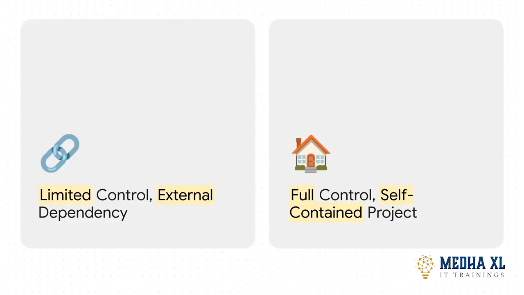I like to think of it like this. Using an external API is basically ordering takeout. Sure, it's easy, but you have zero control over the ingredients, the menu, anything really. But building your own API? That's like being the head chef in your very own kitchen. You have total control, and everything you need is right there with you.